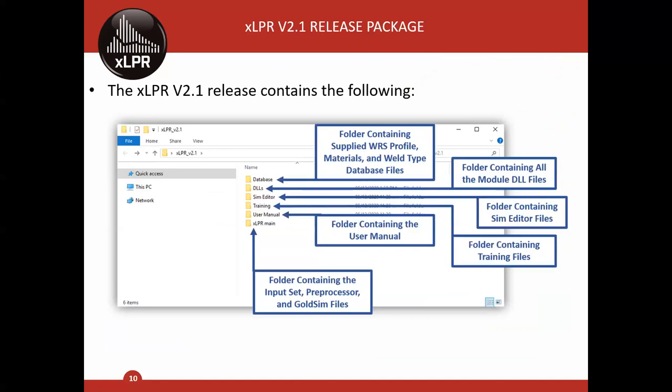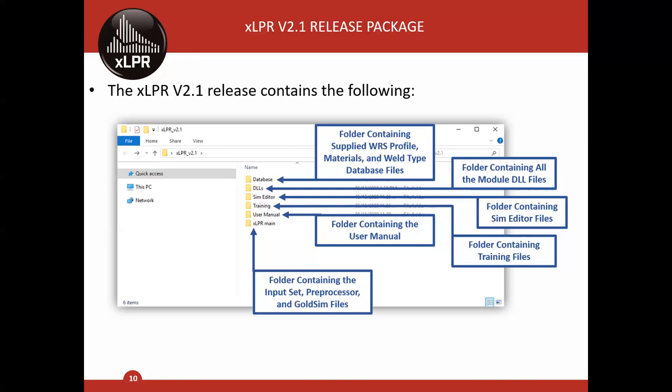Now a little bit about what you're going to get in xLPR version 2.1. This is a snapshot of the actual release package itself. I'm going to go from the top down here. The first one is a folder that's going to contain some input databases, materials, weld residual stress profiles, things like that. The DLLs folder contains all the modules that the code uses. Those are what we'll be covering today, the actual physical models that are programmed into each one of those modules. The next folder is the sim editor. That's the GUI for the code.